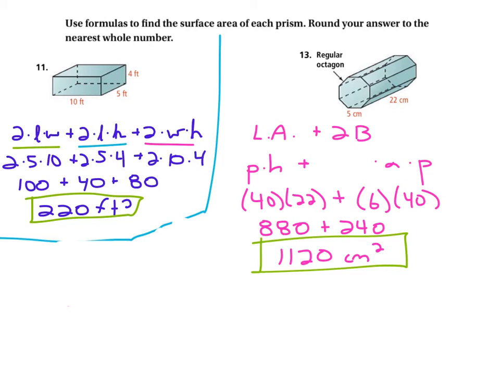Pretty close. The book has 1,121 centimeters squared, and that probably came from what they actually kept in their calculator as the proper tangent, and then did the proper apothem based on the tangent, and then when they multiply that by the perimeter of 40, instead of getting 240, they got 241.4. So rounding off here, this is just a good little interesting lesson.